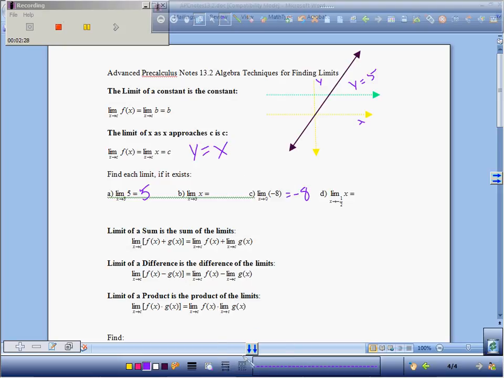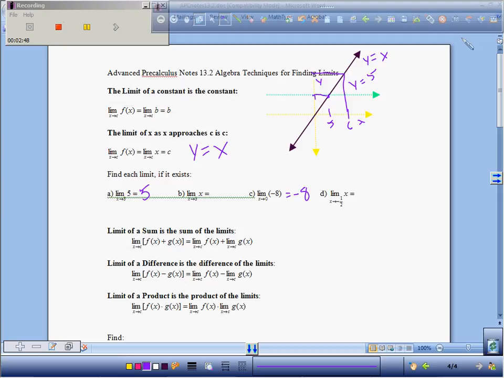So if this is the line y equals x, okay, then any value that I plug in here for x, what am I going to get out? I'm going to get out y. So if I were to plug in 5 into here, I would get out 5. If I were going to plug in 6 in here, what do I get out? 6, and so on. So that's what this rule says.